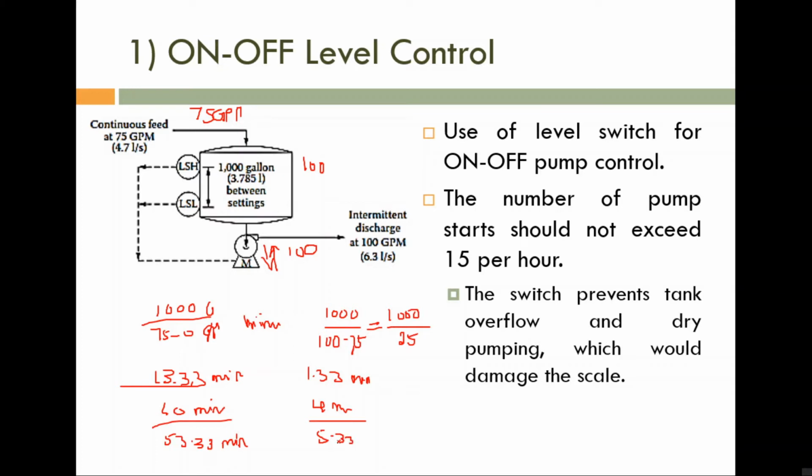Is it okay? So you can see that one operation cycle is 5.33 minutes. I think per hour the number of starts of the pump is around 11. Am I correct? 60 divided by 5 is 12. So this is 5.33. 60 divided by 6 is 10. So this is around 11. The number of starts is roughly 11. Right? So what's the problem with the number of starts?